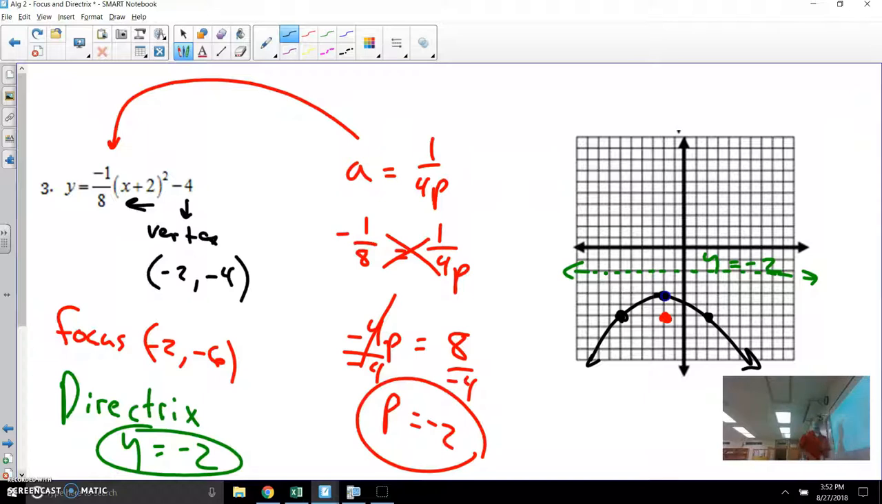This is called compression when it's wider like that, and that's because you have a fraction that is less than 1. You can kind of ignore the negative there. When you consider the absolute value of that, that's between 0 and 1, you know it's going to make it wider ultimately.